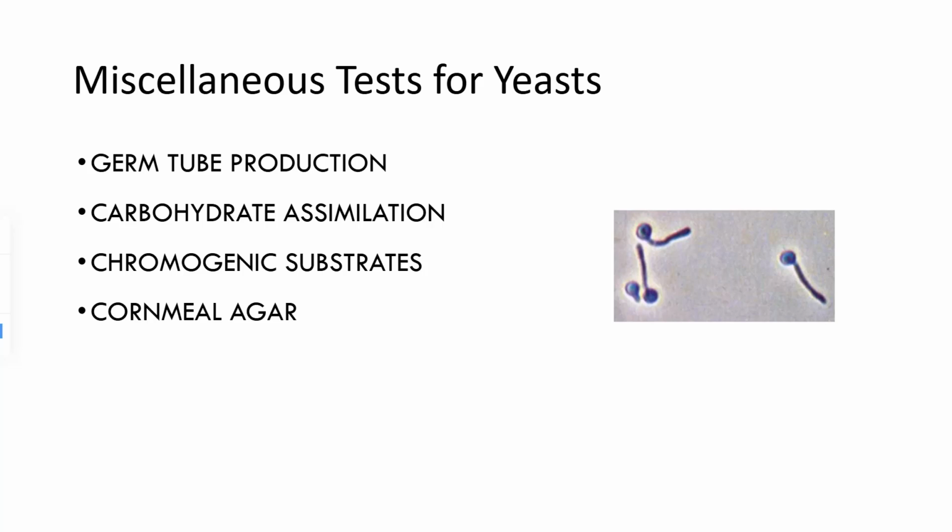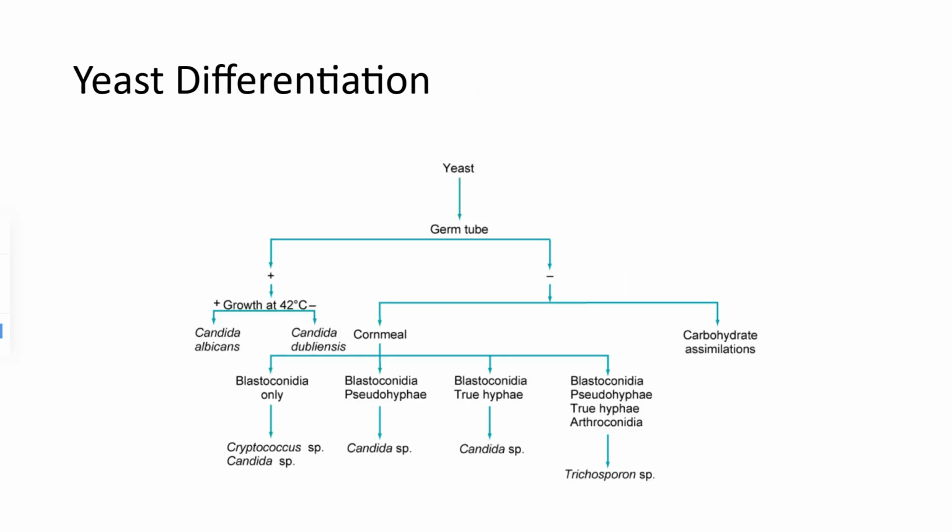Carbohydrate assimilation, chromogenic substrates, and cornmeal agar colony morphology. We can also throw yeasts on the MALDI, and the MALDI will identify as well. There's also yeast-specific panels now for the MicroScan. So here is the yeast differentiation, and this growth chart, schematic diagram, will be good when it comes time to learning a little bit more about the yeast.